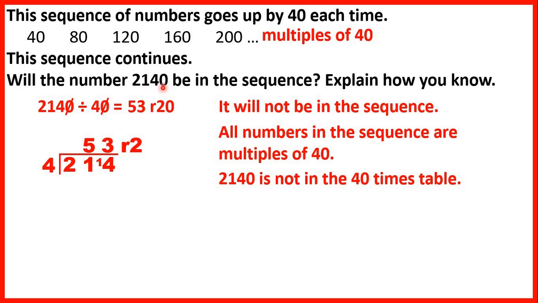Another way to work that out would be to spot that the number 2000 will be in the 40 times table because 20 is in the 4 times table, so 2000 will be a multiple of 40, but 140 is not a multiple of 40, so that means 2140 will not be in the 40 times table.